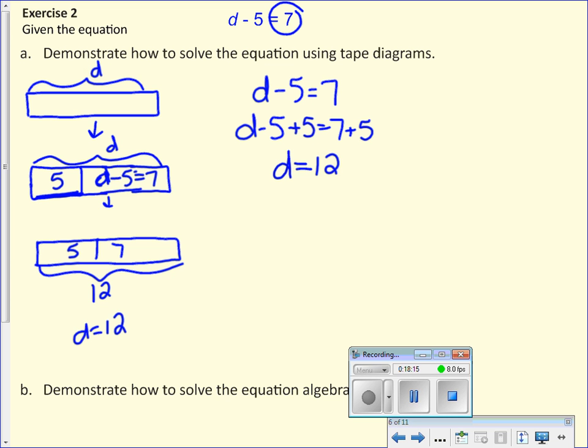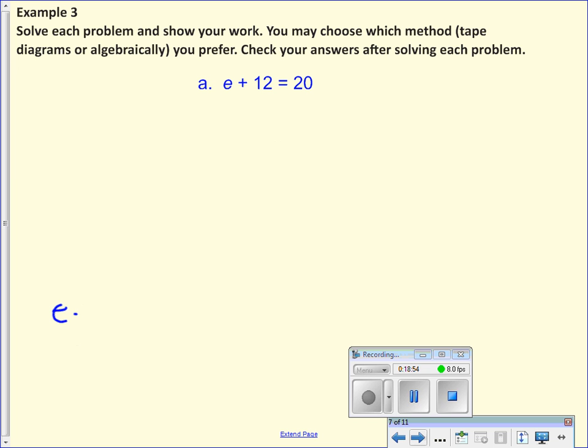So now let's use check to see if we were right. All right. So for our check, D minus 5 equals 7. D is 12. 7 equals 7. So that is a true statement. Because 7 does equal 7, now I know that D equals 12 was correct. They can always be true? Yes. If you didn't make a mistake, yes, they always will be true.